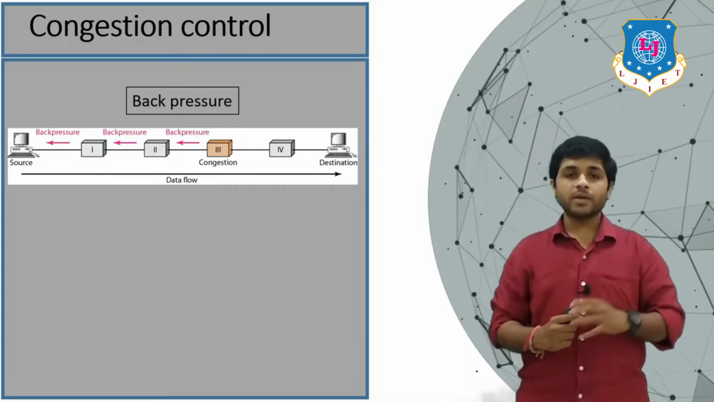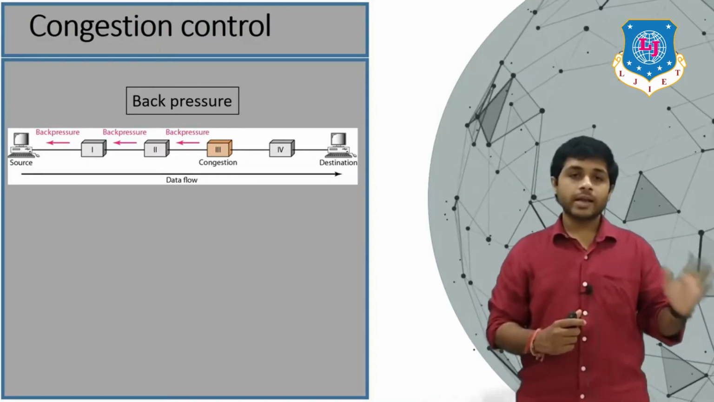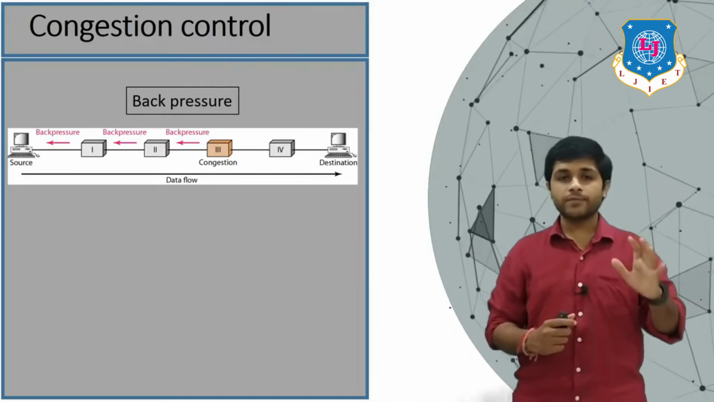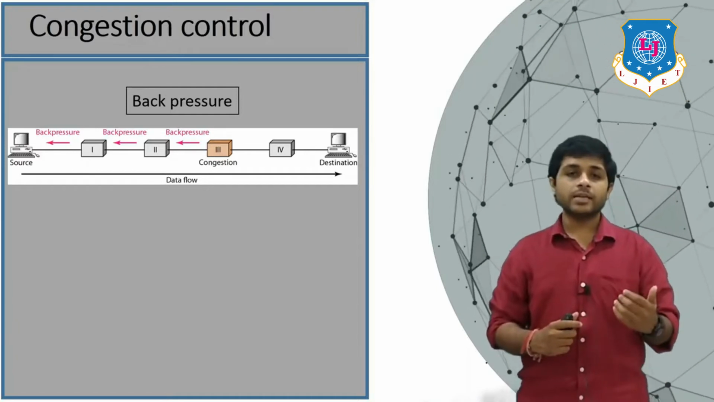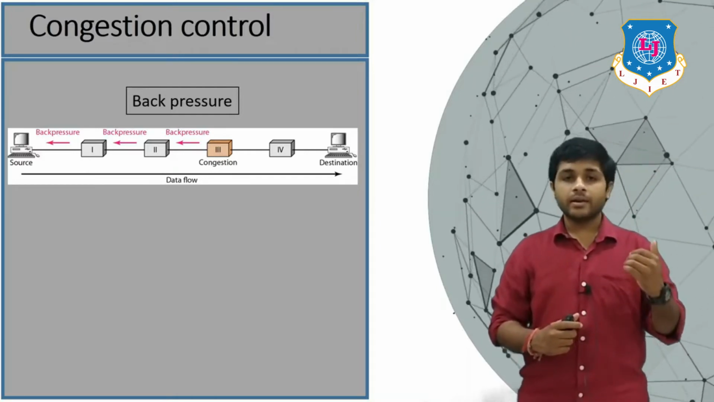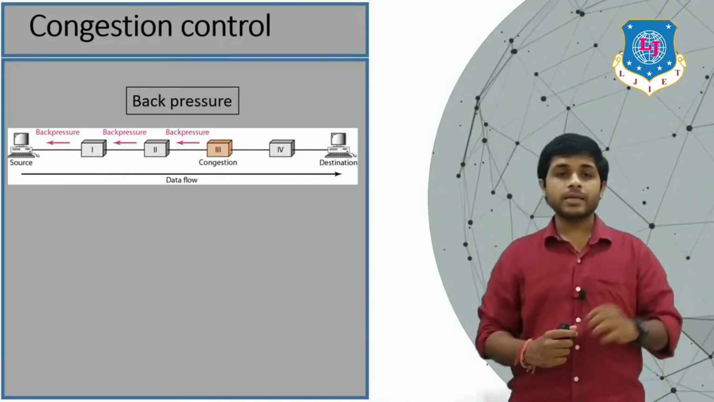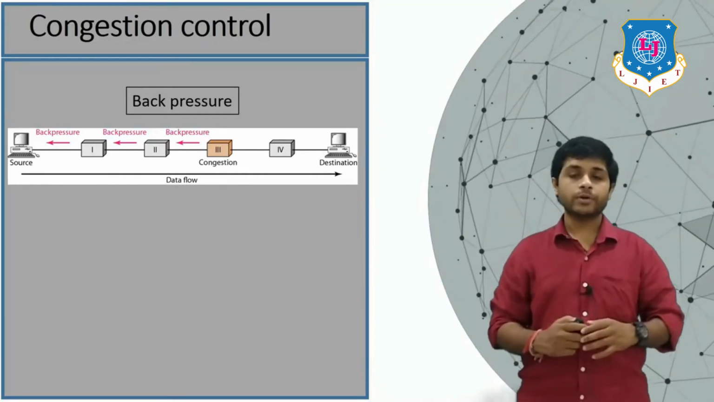And when 1 becomes congested, the sender gets to know that there is a problem in the network, so the sender will wait for some amount of time and after that it will send the packet. And the next time it sends the packet, the rate of the packet sent will be much lower.